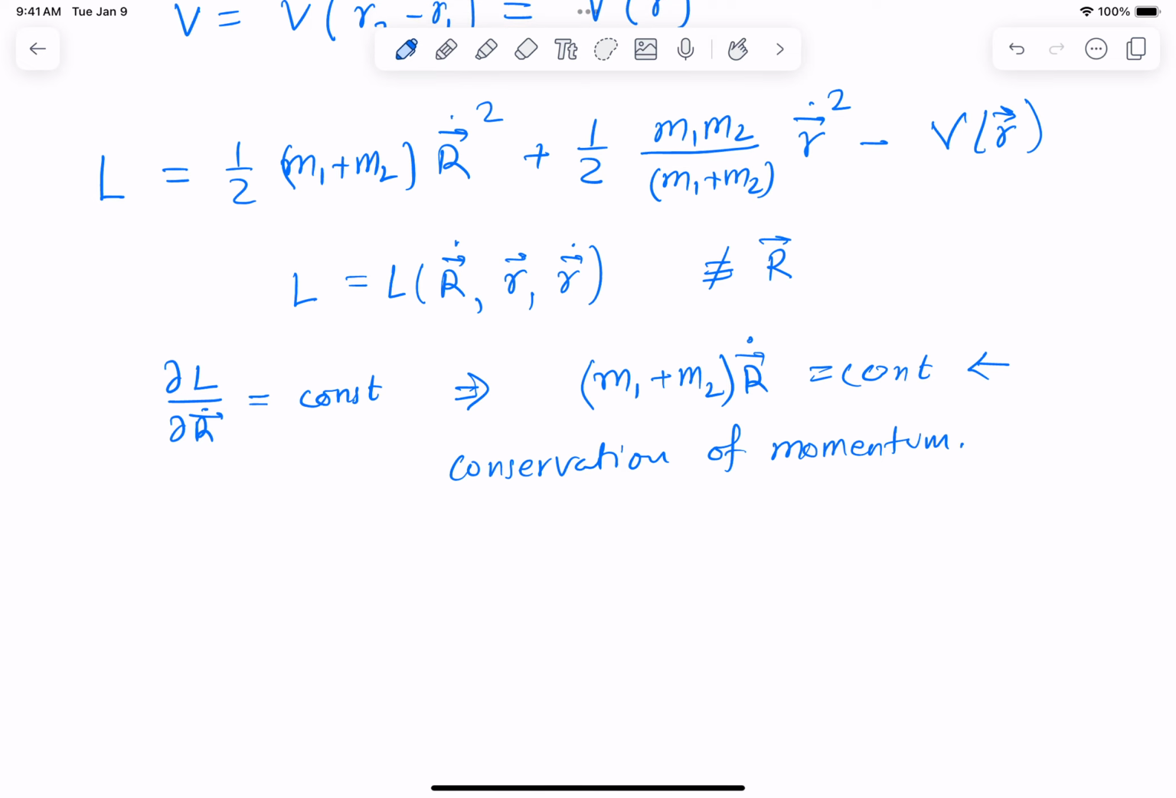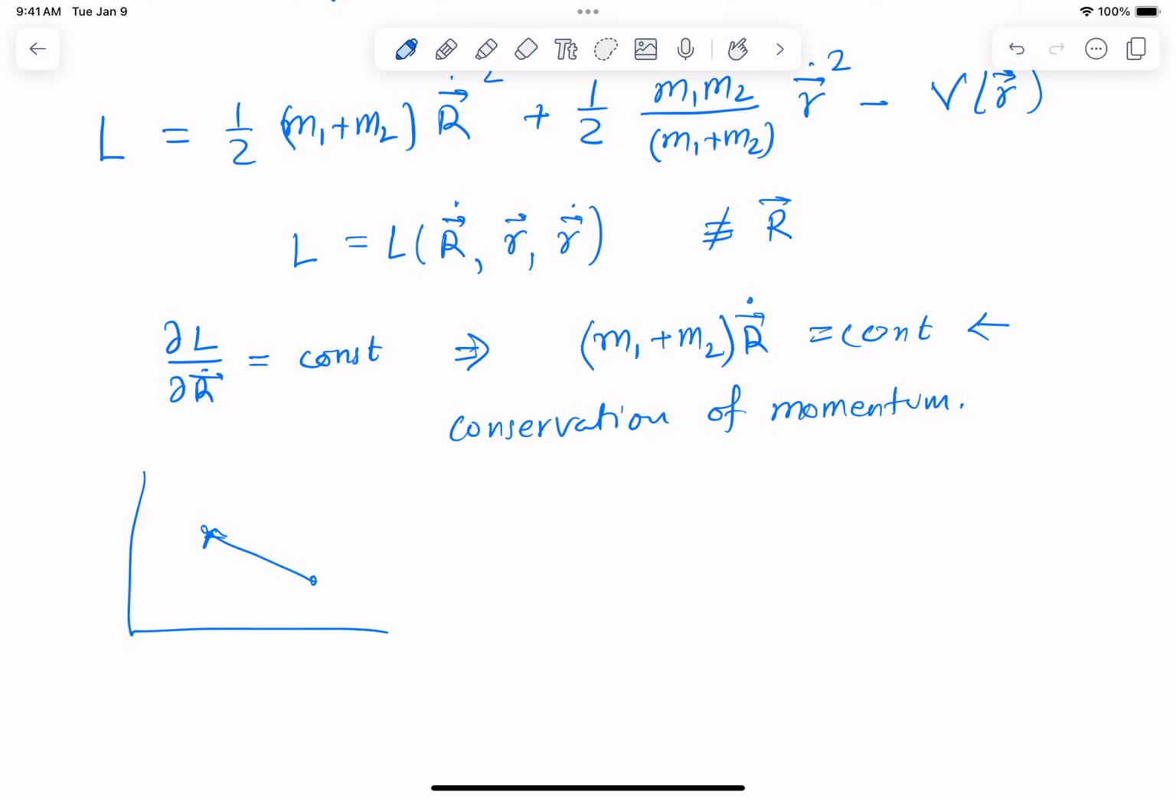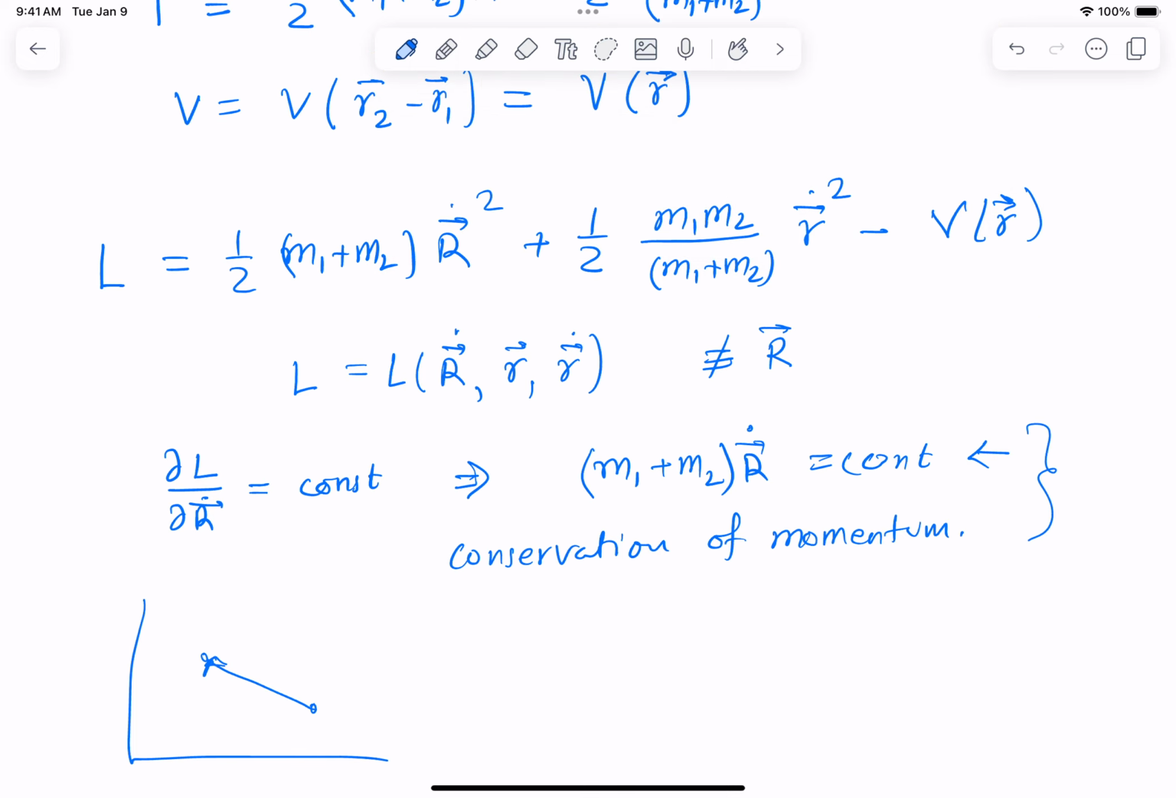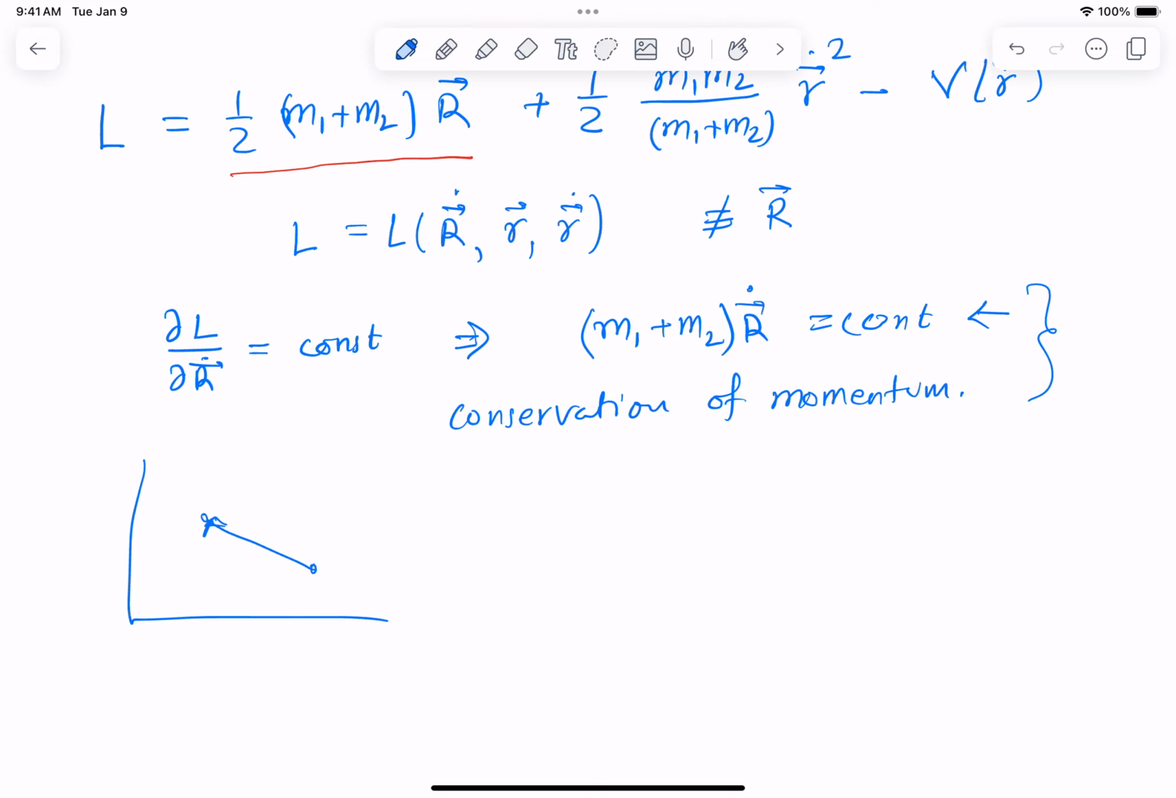Again, this makes sense because the system that we are studying is just two masses which are interacting with each other, but there is no external force on the system. So since there is no external force, the net momentum of the whole system must be conserved, and that is what we have observed here. Okay, so now we have taken care of the R part in our Lagrangian, and we have realized that the center of mass moves with a constant velocity. Now we can look at the other part.